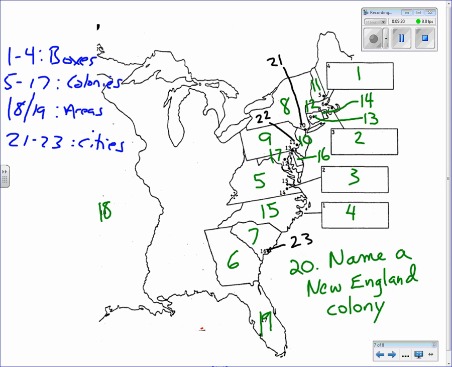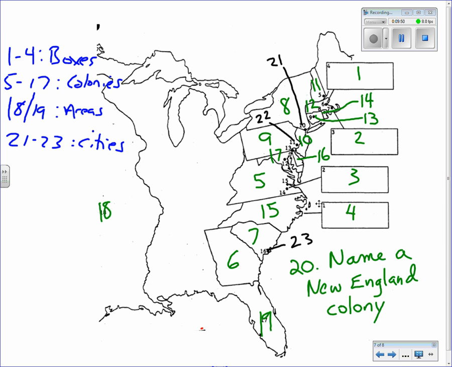Okay, you're back now for the third and final of the map quizzes. I'll go through the directions. You've done this enough now to know what's going on here. 1 through 4 are the boxes right here. 5 through 17 are in green here, and they are colonies. 18 and 19 are the 2 areas we've learned about that were owned by someone other than England. 21, 22, and 23 are cities that the black arrows are pointing towards. Let's go ahead and press pause now and take your quiz.